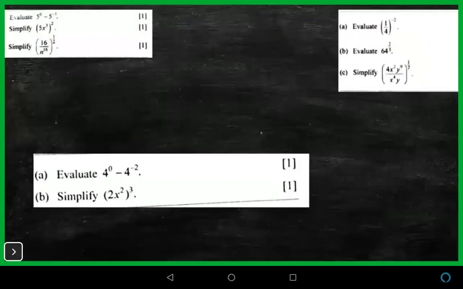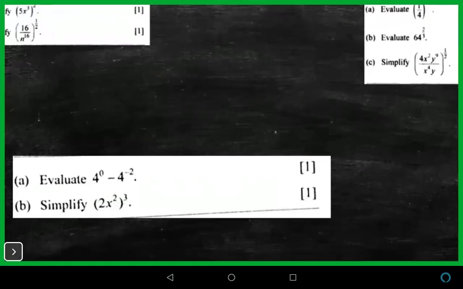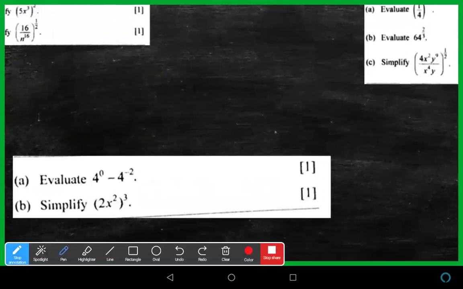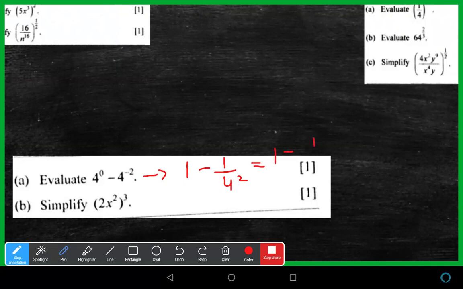So now we have just 2 parts in this question. 4 raised to the power 0 is 1, minus 4 raised to the power minus 2. We have to make the power positive, so we have to reciprocate. It will become 1 upon 4 raised to the power 2. And 4 squared is 16. So 1 minus 1 upon 16. So we have to take the LCM. So 16 minus 1 upon 16. It will become 15 upon 16, which is the answer.